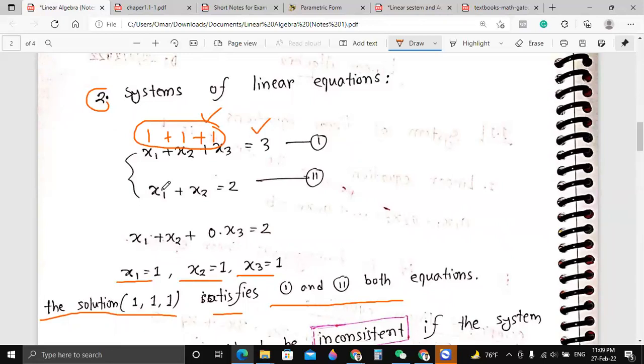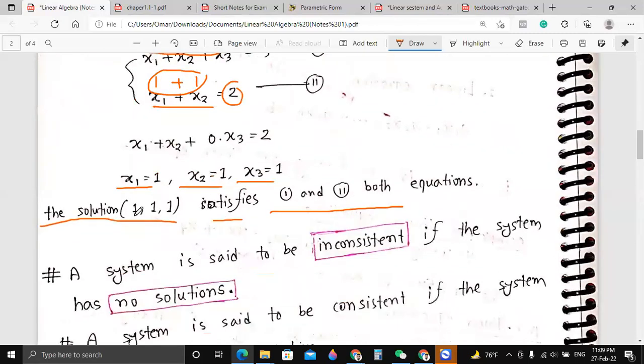And down here we have x1 plus x2. We already let x1 equal to 1 and x2 equal to 1, so 1 plus 1 also makes 2, right? So that's why this solution set (1, 1, 1) satisfies both equation number 1 and number 2, okay?